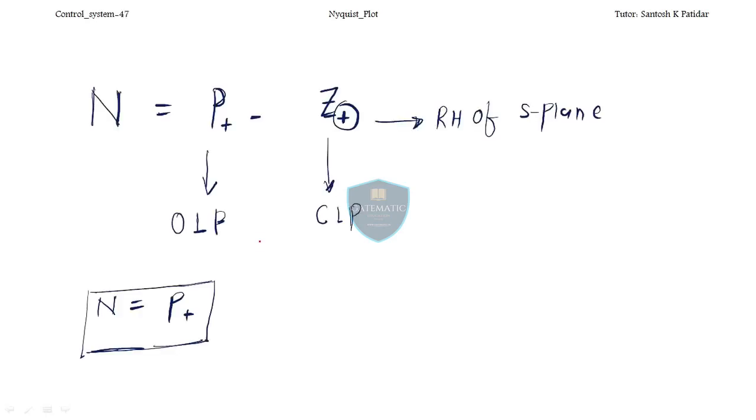In the last lecture, we have seen this very famous formula, N equal to P plus minus Z plus, where the plus indicates that these poles or zeros will be in the RH of S plane. These P plus poles indicate the open loop poles in the RH plane. This Z plus indicates closed loop poles in the RH plane.